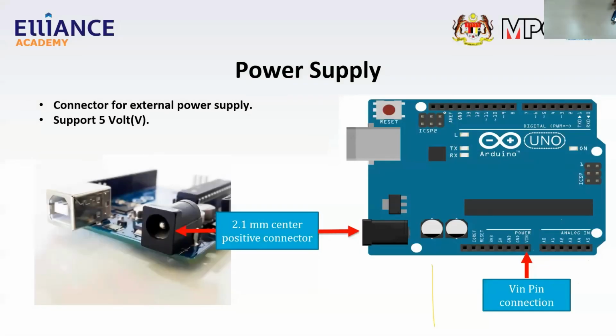Okay, let's look at the power supply. I have shown you this now. This is the power supply. This is where we plug in. The Arduino also has a power supply connector which can be powered up externally using a power supply adapter. So we can also power this up using the adapter, similar to the Raspberry Pi.